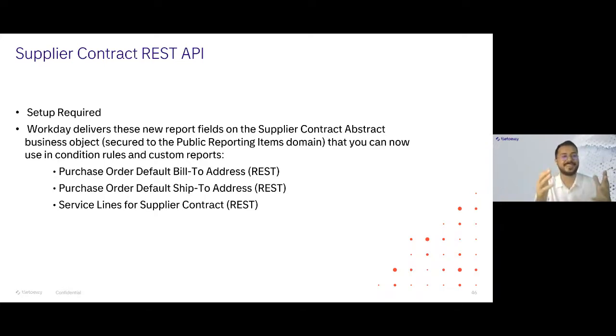So coming on to supplier contract REST API. Workday delivers these new report fields on the supplier contract abstract business object that you can now use in condition rules and custom reports. Here are a few: purchase order default bill-to address, that is a REST API, purchase order default ship-to address, and service lines for supplier contract.